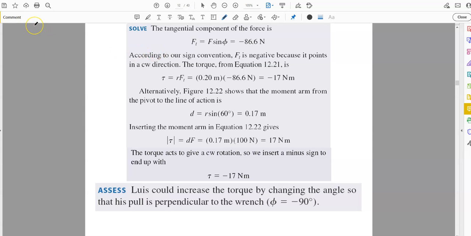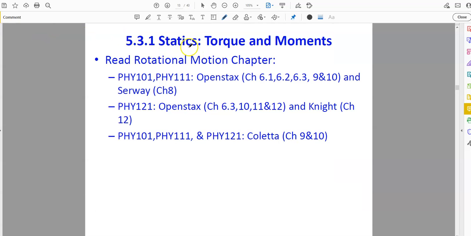Well, that marks the end of this part of torque. Next part, we're going to move on to statics as applied to torque and moments.